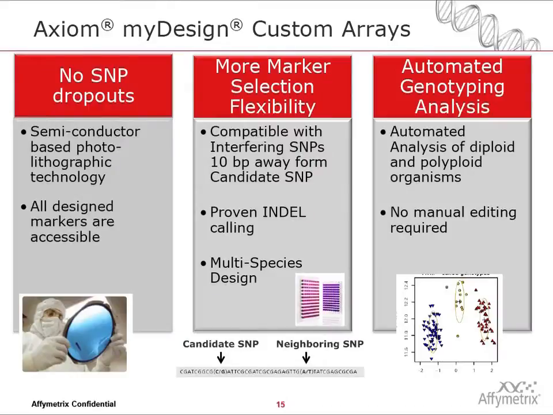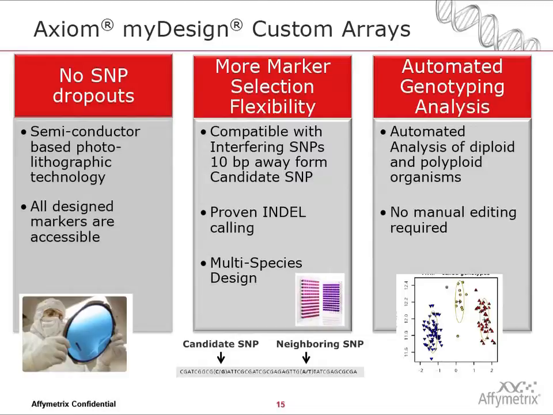I want to talk a little bit about the manufacturing process that we use and the advantages of going with our custom assays. We use semiconductor-based photolithographic technology. What that means is we use a silicon-based wafer, for example. This is in our manufacturing facility right here in Singapore, where they're inspecting the wafer. From this, we actually create these individual arrays.